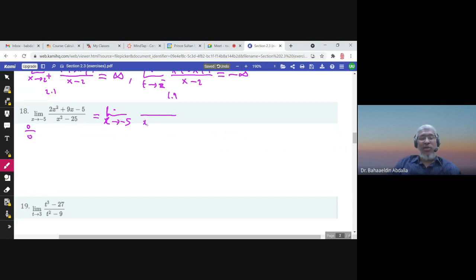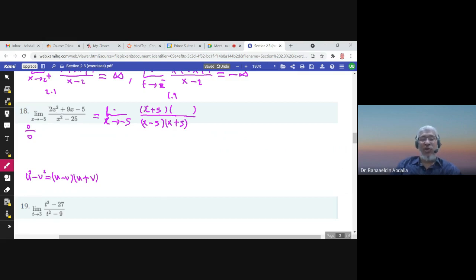This is x squared minus 25. This is a difference of two squares. You can factor it into x minus 5 times x plus 5, using the formula u squared minus v squared equals u minus v times u plus v. While this is a trinomial, so you factor as usual. Since you got 0 over 0, x plus 5 should be in the denominator and it should also be in the numerator. If we are sure that we have x plus 5 here, then we can factor.